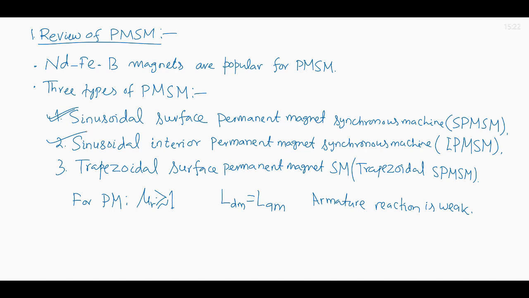So in sinusoidal IPMSM, the magnets are not mounted on the surface like SPMSM, rather they are embedded inside the rotor. Stator has, as usual, 3-phase distributed winding. Because magnet is embedded inside the rotor, this machine can rotate at high speed and is also robust. In this case, the effective air gap in the D axis is larger than that in the Q axis.